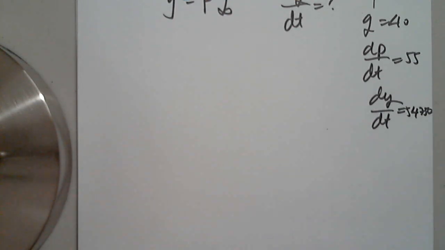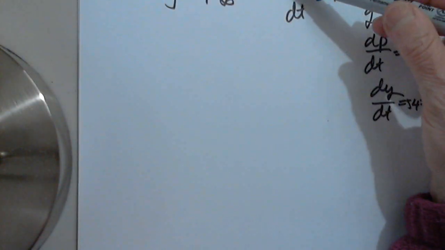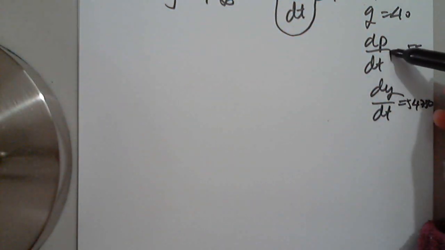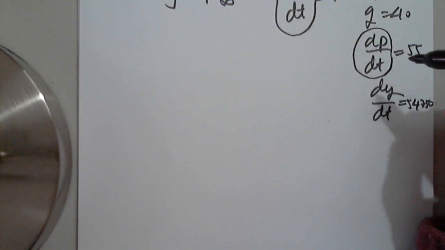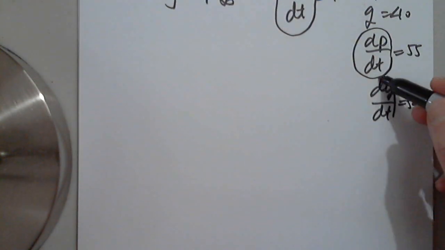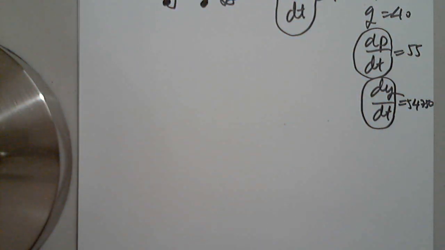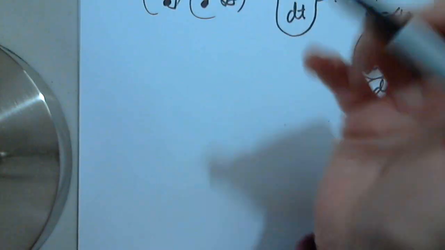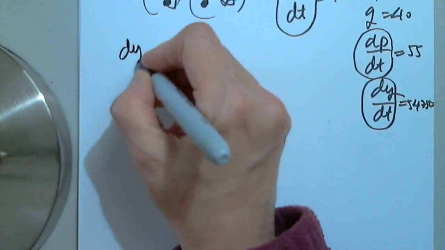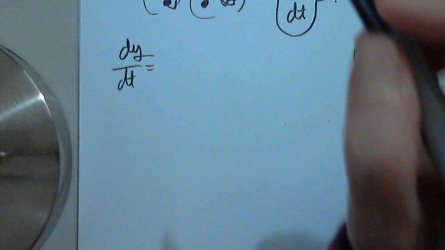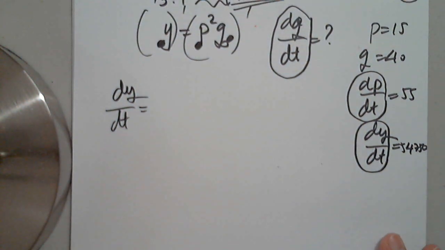Perfect. Okay. So again, in this situation, when I see dq over dt, it means q is a function of t. When I see dp over dt, it means p is a function of t. When I see dy over dt, y is also a function of t, which means this is a function of t, this is a function of t, this is a function of t. So when I differentiate both sides, this side is dy over dt, but this side, again, is a product. It has to be treated as one, as such.